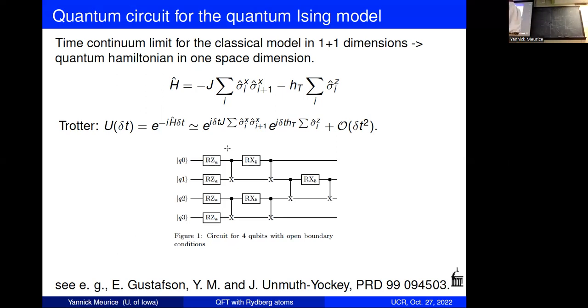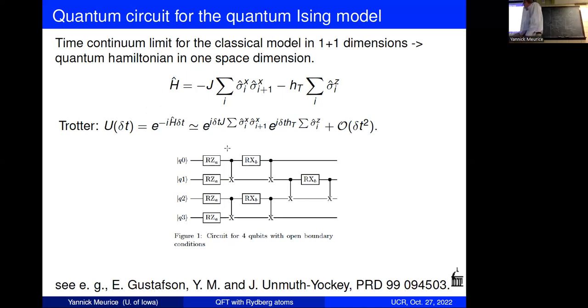So you exponentiate this part and then that part, and you make an error of order delta t squared. These terms here are local, so they are what we call rotation in the z direction. And then these sigma x, sigma x are created on the universal quantum computer with a CNOT gate. With CNOT, you have a control qubit, and when the control is in 0, you do nothing. When the control is in 1, you flip the spin there. So you have to sandwich the X rotation between two CNOT.